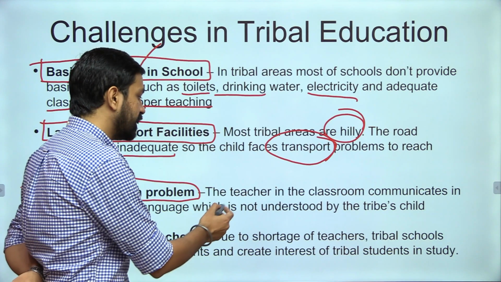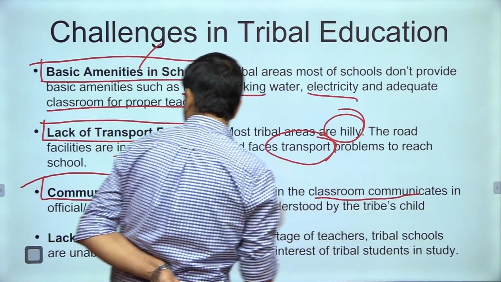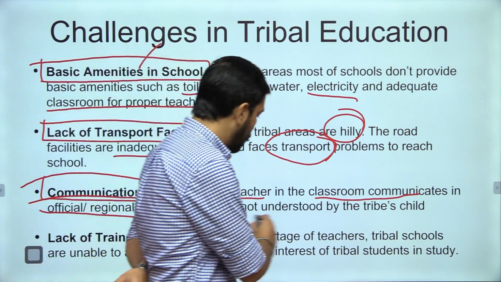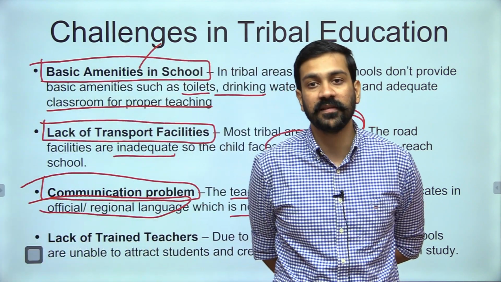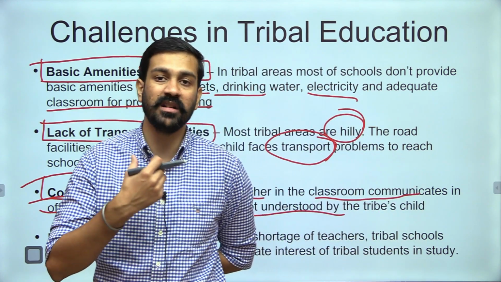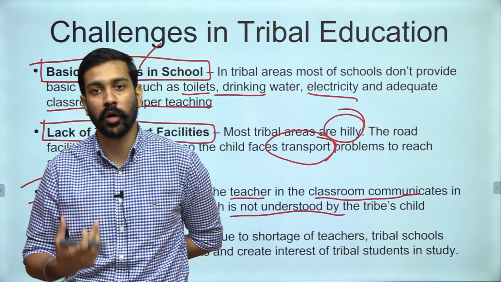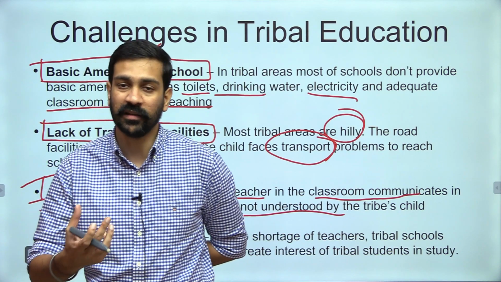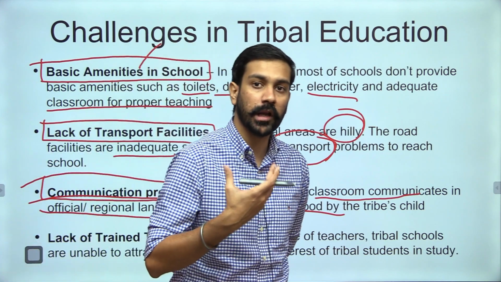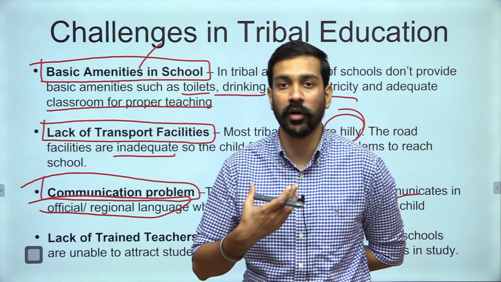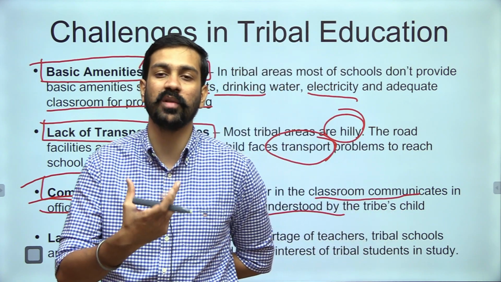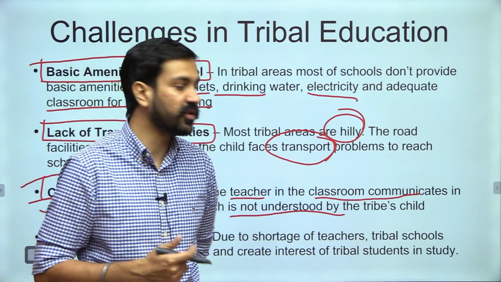But what is happening is that the teacher in the classrooms communicates in the official or regional language, which the tribal child is not able to understand. He is having problems understanding the concepts that are taught by the teacher in the school. So this acts as a demotivating factor, because if the child is not able to grasp the concepts, the child will not be happy to attend school. That is one of our biggest issues.